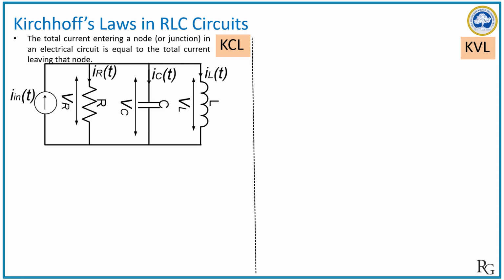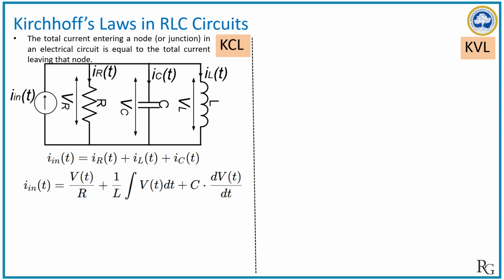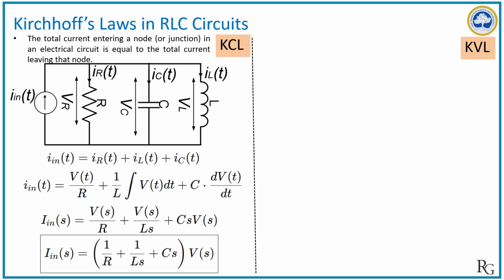If we take the example of a parallel RLC circuit, the total current will be equal to the current across the resistance plus the current across the capacitance plus the current across the inductor. And all these current values can be replaced by expressions in terms of their individual voltages. Then, if we want, we can take the Laplace transform of that equation and calculate the current or the voltage as per our requirement.